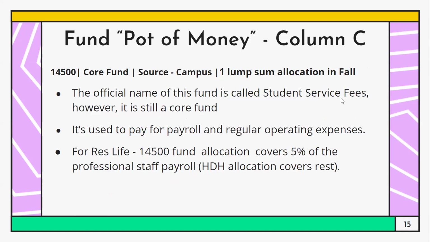The next fund we have is 14500. This is also a core fund. It also comes from the campus budget office, and we do get one lump sum allocation every single fall. The official name of this fund is called the Student Service Fees. However, it is still a core fund, and it's used to pay for the regular payroll and operating expenses of student affairs. Something important to note is for residential life, 5% of the professional payroll comes from this 14500 fund, and HDH covers the rest.